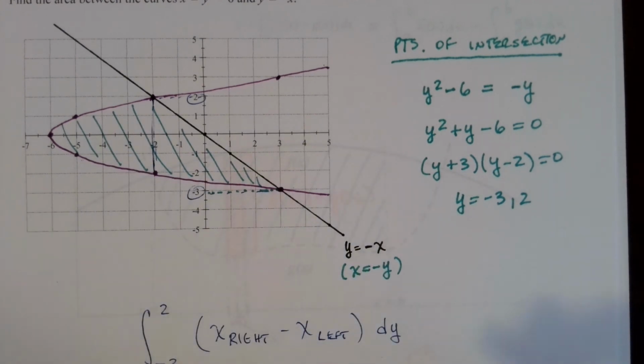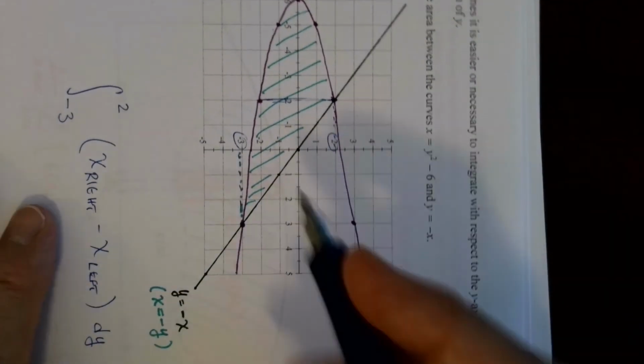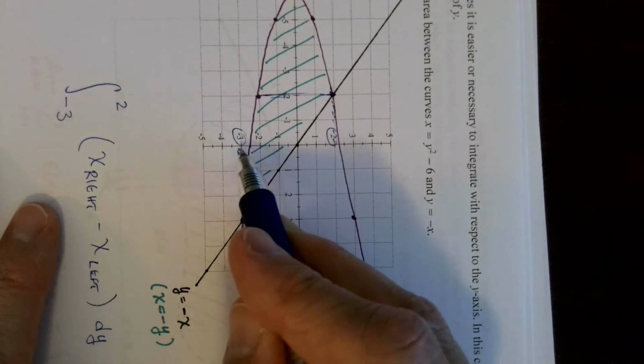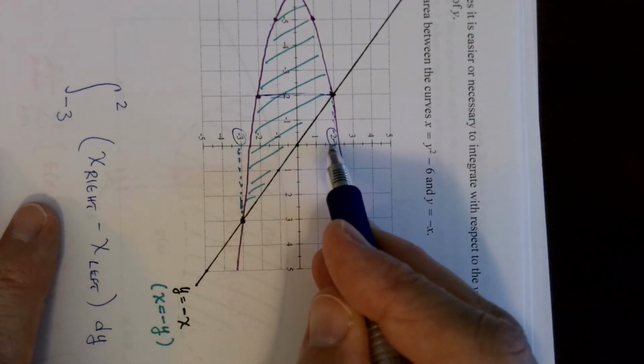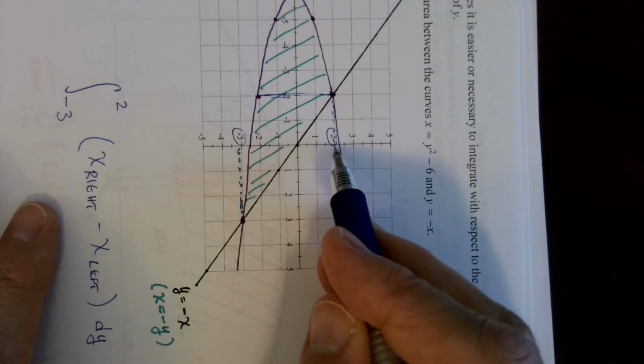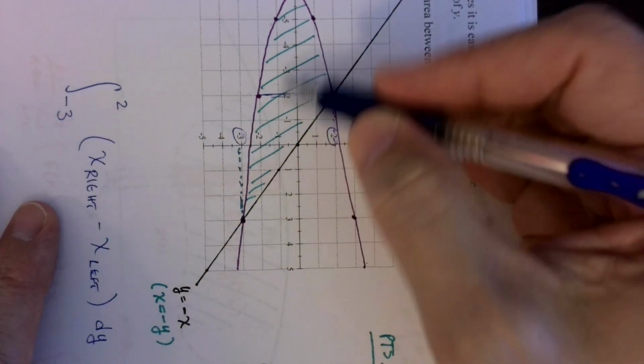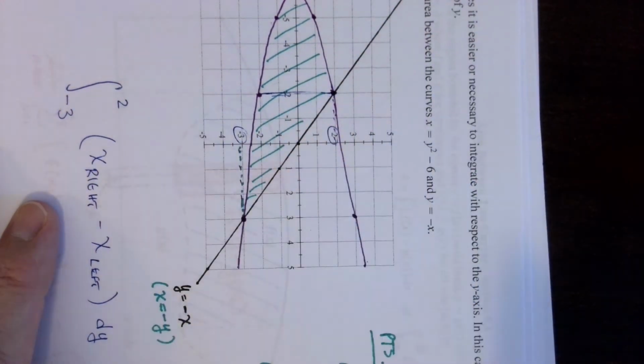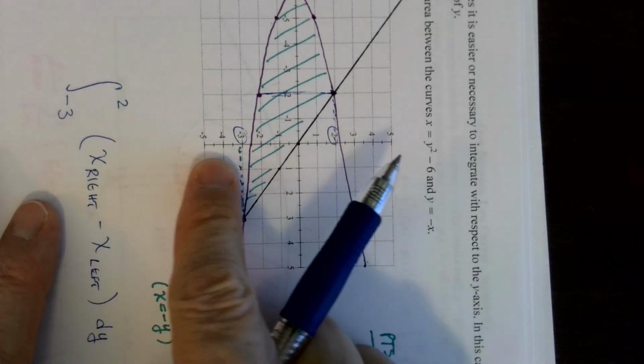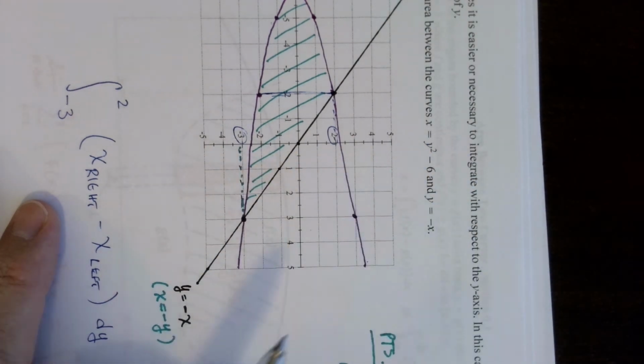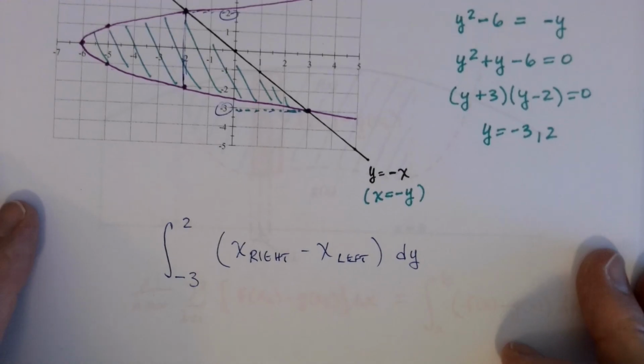Essentially what we're doing here, if we want to look at it, is we're partitioning the y-axis from negative 3 to positive 2, doing our rectangles, and integrating. And so it's with respect to this axis, which is the y-axis, and that's why we've got dy.